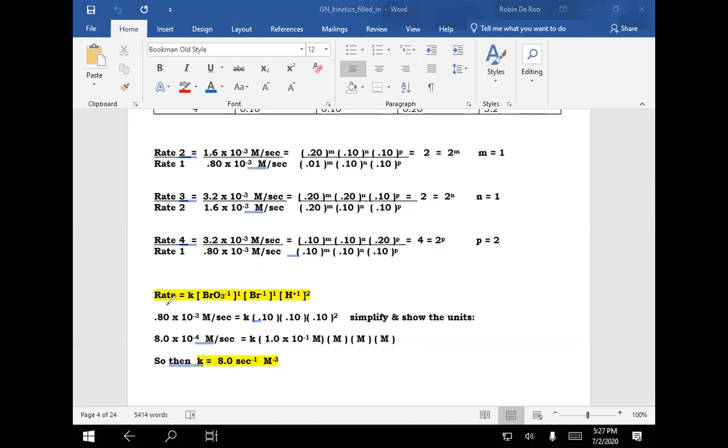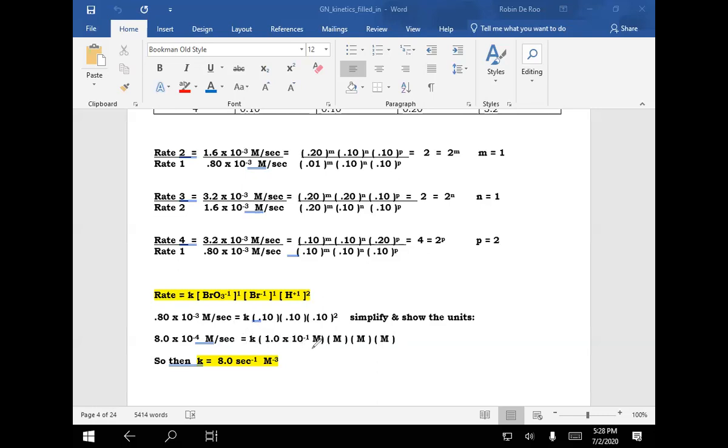So I chose a particular experiment, put the rate in for the experiment. K is unknown. K should be lowercase. I put in the corresponding molarities and I put in my exponents. Then I solved for K. There's my number for K. Now the units for rate should be molarity over seconds. So molarity over seconds has got to equal the units on this side.